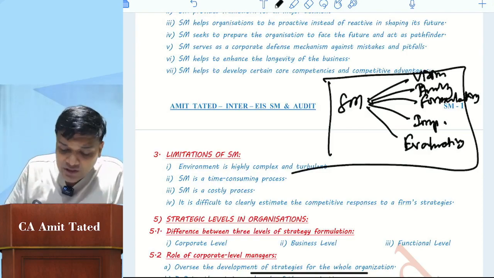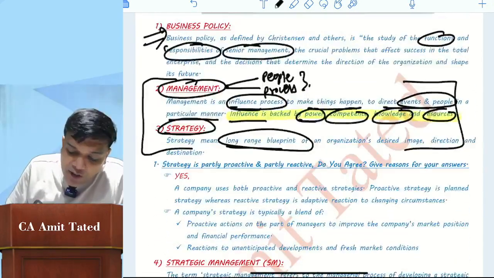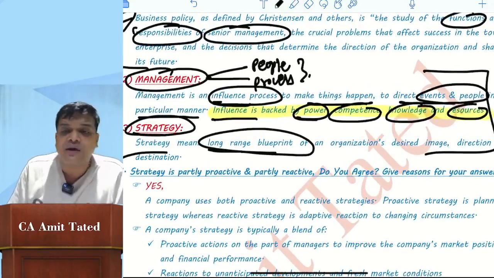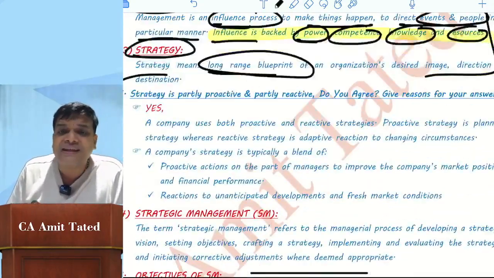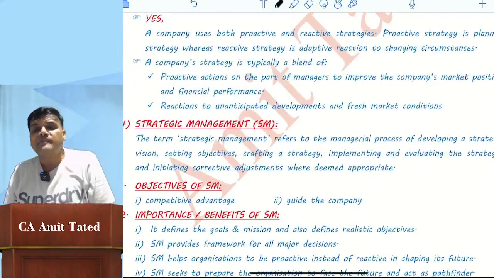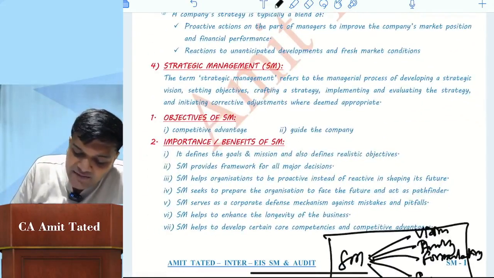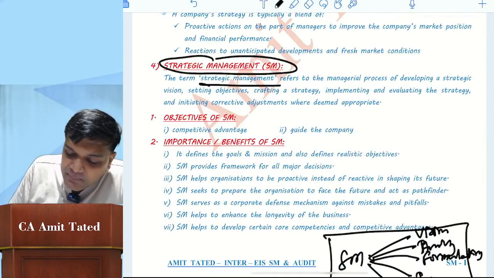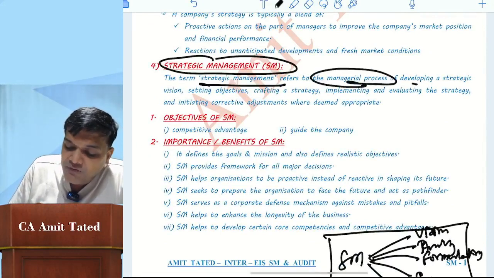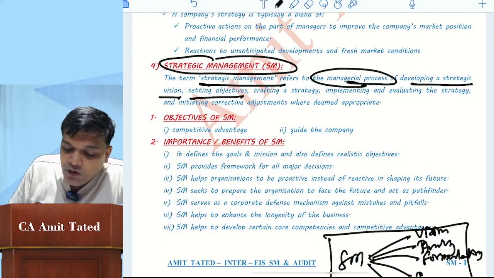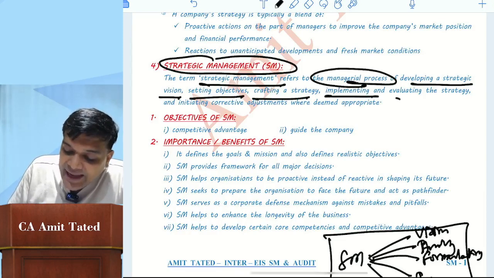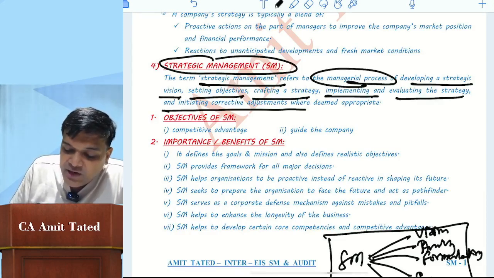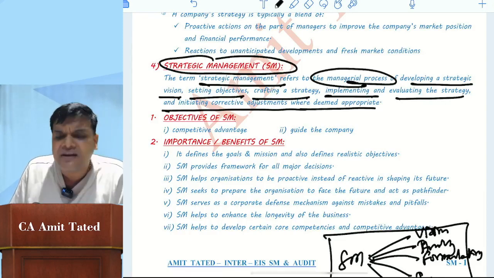I do think you understood the strategic management. So we have understood the 3 definitions as such. One is management policy, okay, you can ignore it. One is management, second is strategy, and third is strategic management. This is the strategic management definition we have discussed. Strategic management is a managerial process of developing a strategic vision, setting objectives, crafting a strategy. Crafting means formulating a strategy, implementing and evaluating the strategy, and initiating corrective adjustments or decisions whatever deemed appropriate.